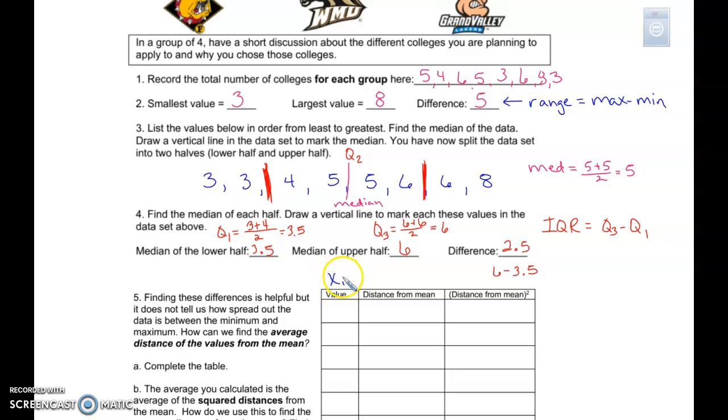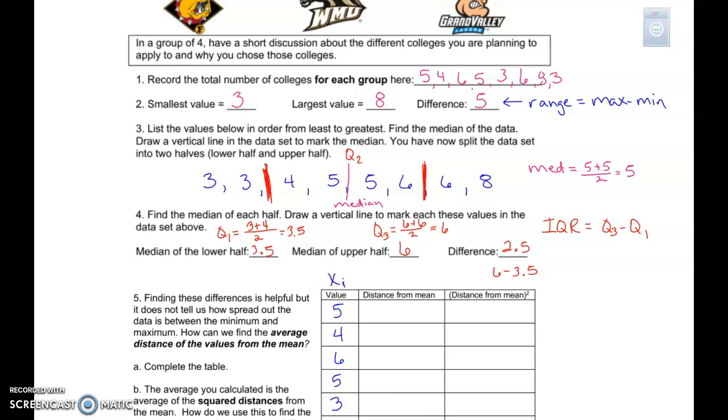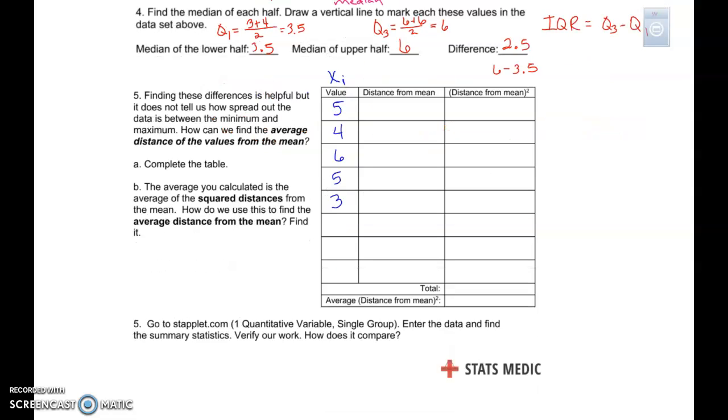This right here is your X sub I, which are your data sets. So your first value is 5. Your next one is 4. You have 6, 5, 5, 3, 6, 8, and then 3 again.